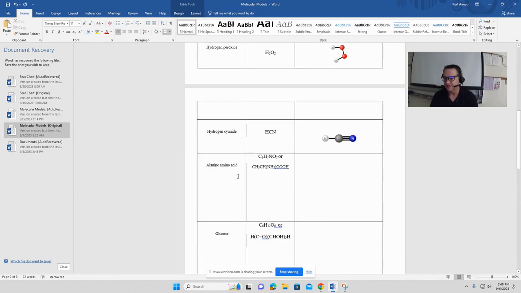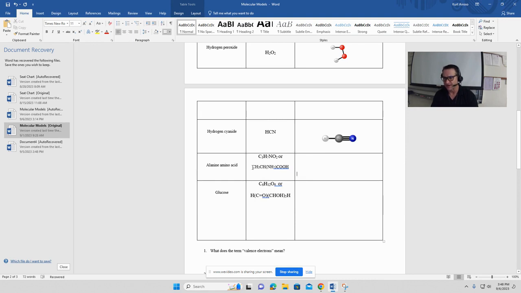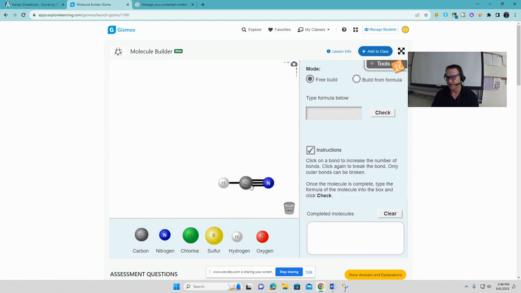All right, now the tough ones. I'm gonna look at the structural formula: CH3CHNH2COOH. Now I got this kind of memorized. I'm gonna use this structural formula right here to help me build it. All right, so let's go back here. Throw this guy away. All right, so the first part was CH3. Start with a C. H3. One H, two H's, three H's.